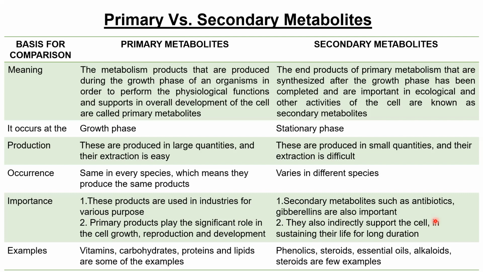Secondary metabolites are very important metabolites. For example, for us, they are very important because antibiotics are secondary metabolites, and antibiotics are the magic drugs or the magic bullets that keep us safe from a number of infections. Similarly, gibberellins, auxins, and other hormones are also secondary metabolites, and they're also very important. They have a role in various activities.